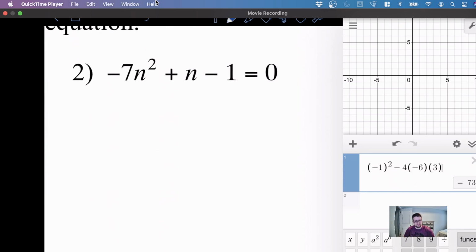Let's do another problem. So right off the bat, I notice how I don't have a number in front of the n, so I'm going to put a 1 there just to hold the spot. Now I'll do my A, my B, and my C. It's really important that you get these numbers right.